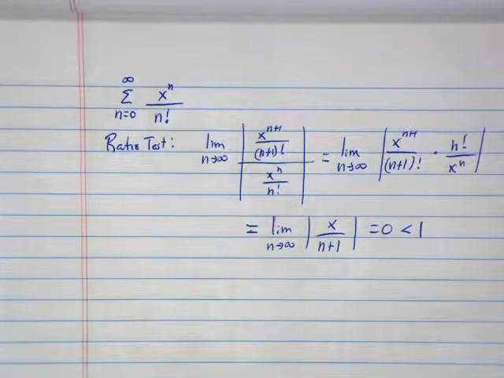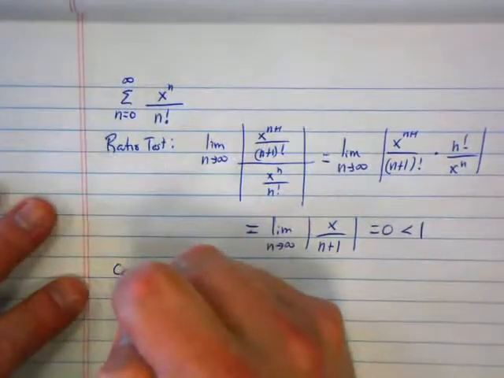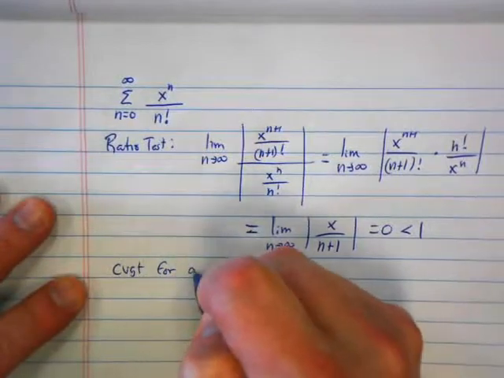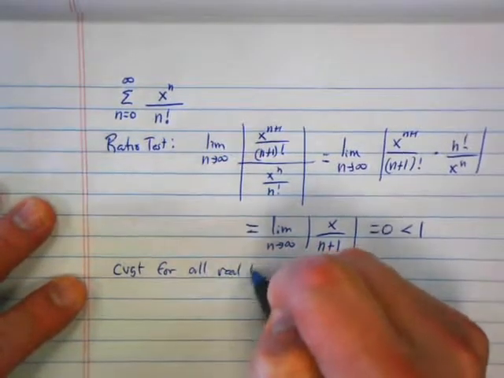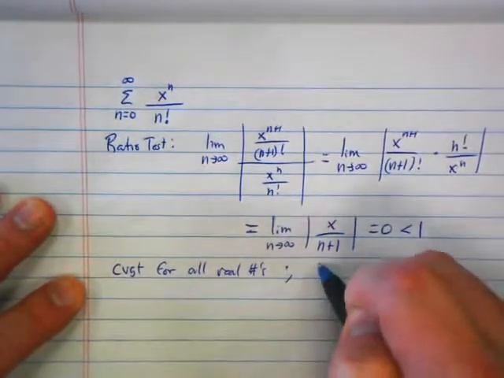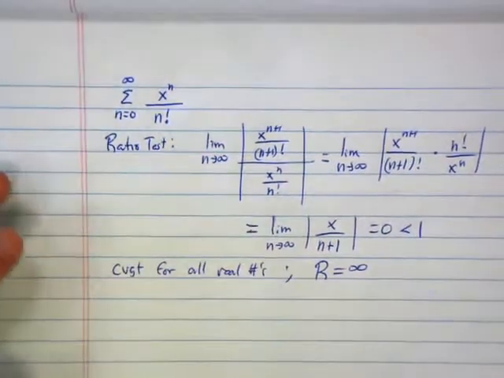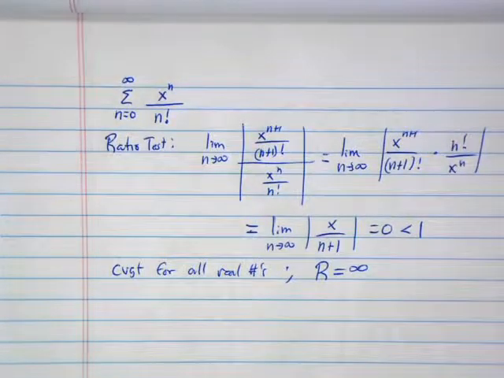Since that limit is always 0, which is always less than 1, when does this power series converge? Converges for all real numbers. And so in this case, our radius of convergence, we would say, is infinity.